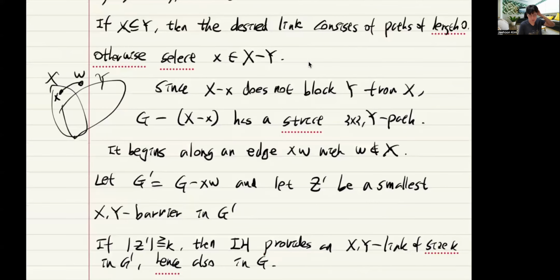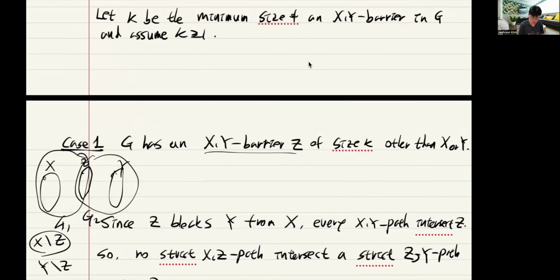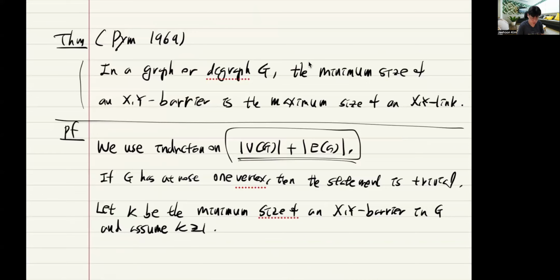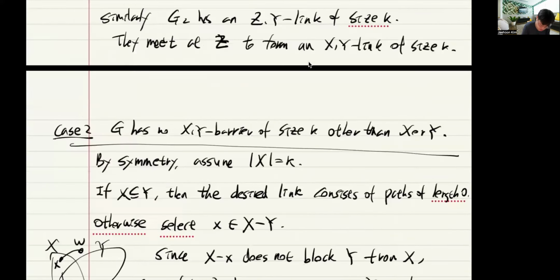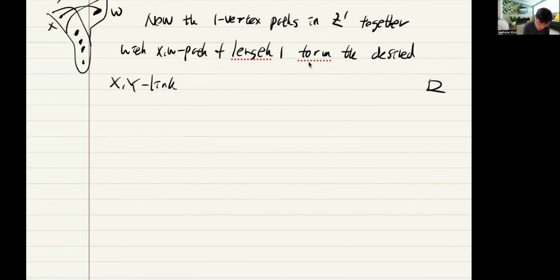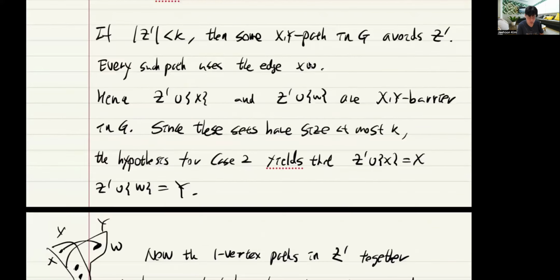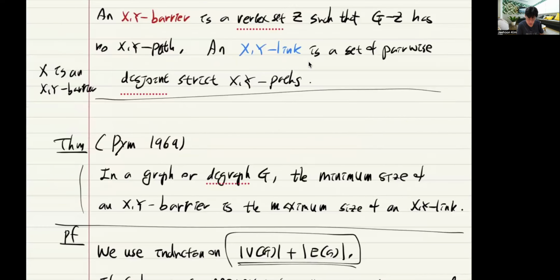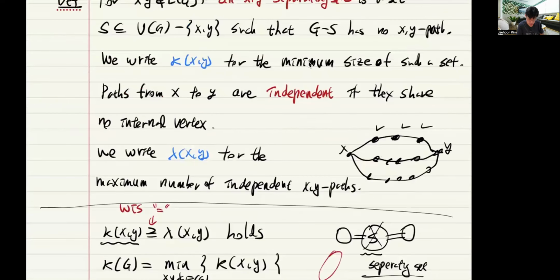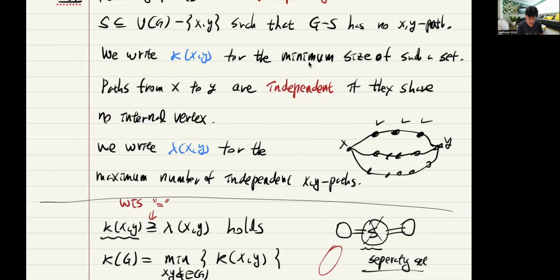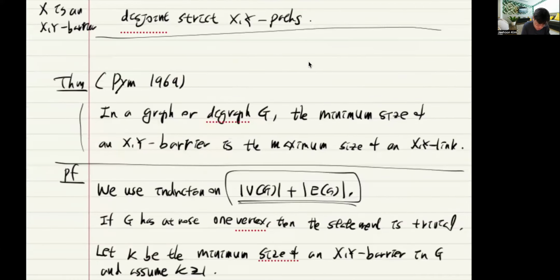So this proves Menger's theorem, showing that for any set X and any set Y, the minimum size of an XY barrier has the same size as the maximum size of an XY link. And then what's our goal? We will use this to prove what we wanted: the smallest size of a separating set and the largest number of independent paths between two vertices are the same. We will prove that in the next video.